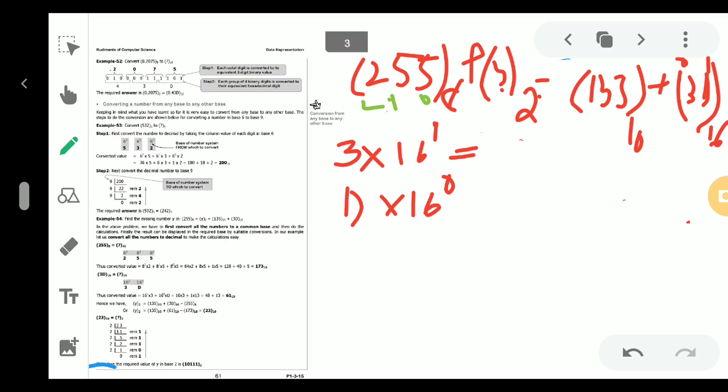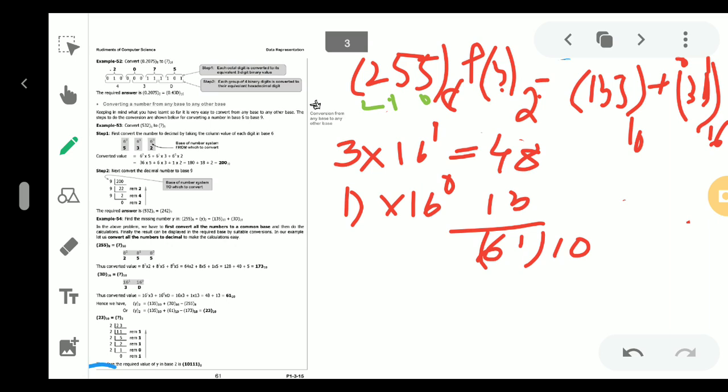3 into 16 to the power 1, if you calculate, it means 16 into 3, that is 48. Okay, D means what? D means 13. 13 into 16 to the power 0. 16 to the power 0 means 1. So 1 into D means only 13. Okay. So if you add these two, the answer we are getting is 61 base 10.